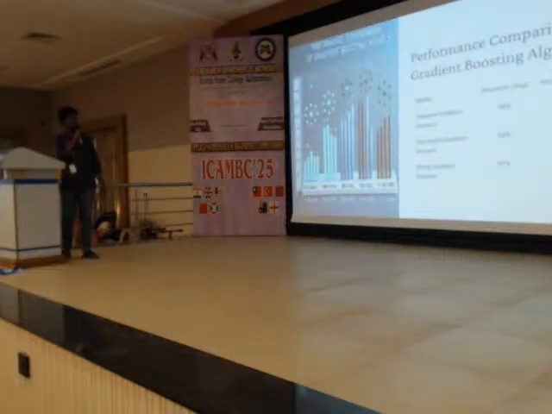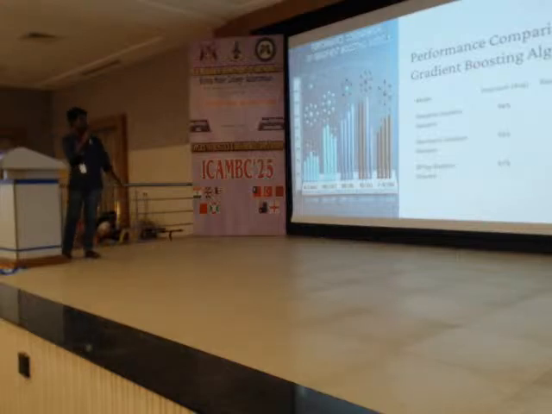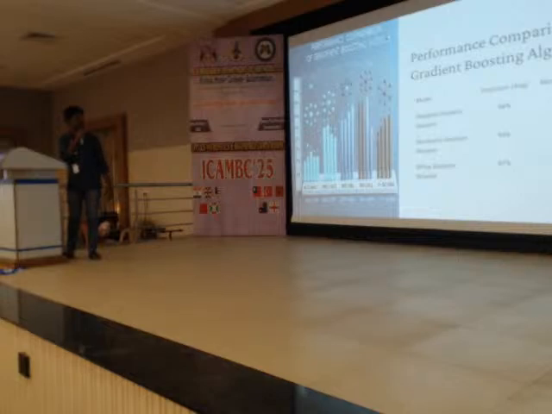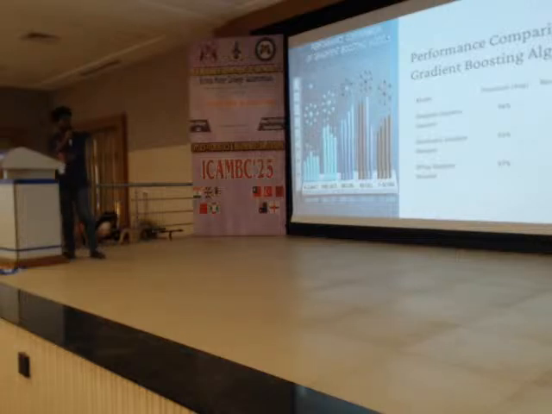Performance comparison of gradient boosting algorithms. Steepest gradient descent: average precision 96%, average recall 96%, average F1 score 96%. Stochastic gradient descent: average precision 95%, recall 95%, F1 score 95%. R-prop gradient boosting: average precision 97%, average recall 97%, average F1 score 97%.